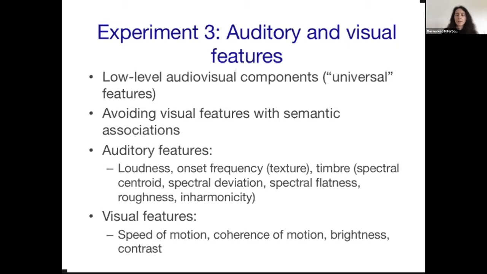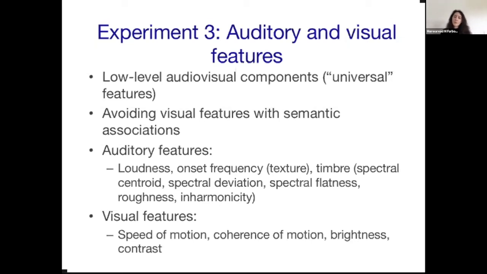So when it came to auditory features, since I'm using real music, no matter what kind of music it is, loudness and texture are going to be important in addition to timbre. So the auditory features I included in my analysis were loudness, onset frequency as a stand-in for texture, and then timbre, which was represented by the 5 attributes that I've been talking about.